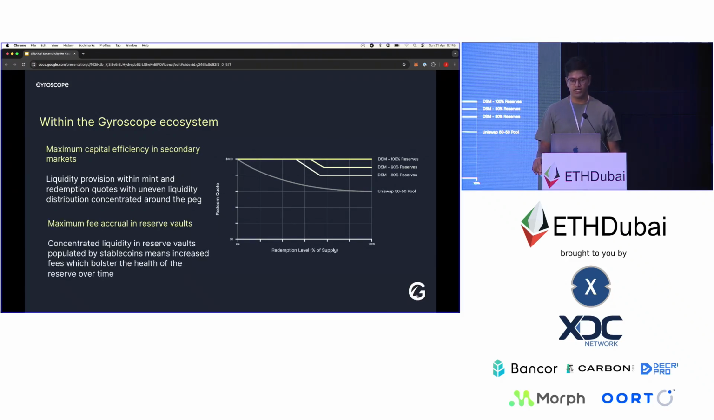Also, in our reserve vaults, concentrated liquidity means that there's increased swap fees caused by trading activity between the stablecoin reserve assets. So then this helps to bolster the reserve health in the long run. The reserve vaults are currently implemented in the Gyro dynamic stability mechanism, like primary markets. And one of the reserve assets is the LP token to the LUSD CurveUSD ECLP.